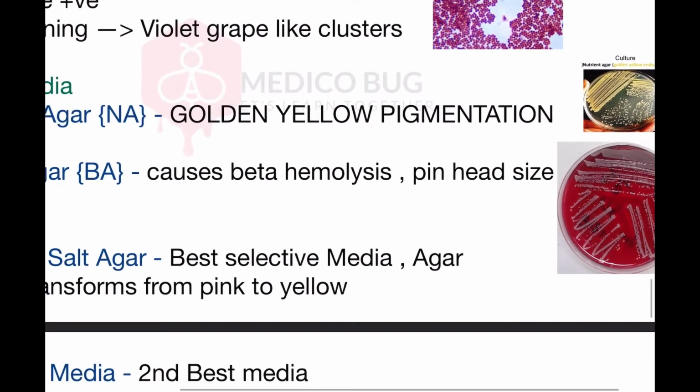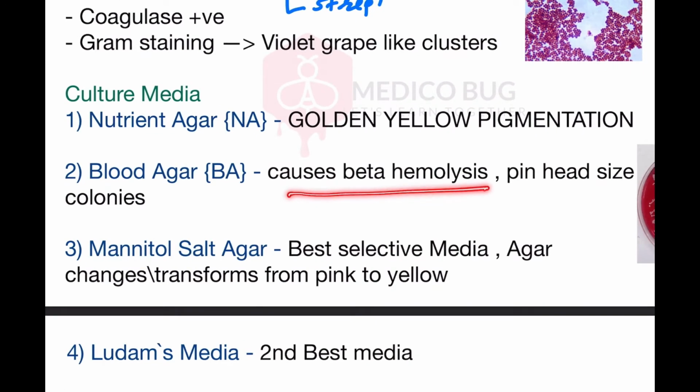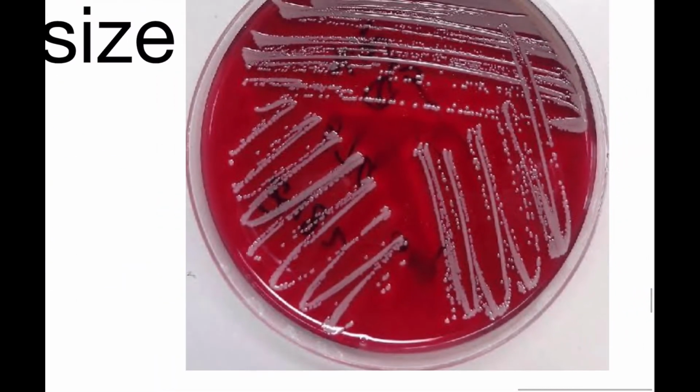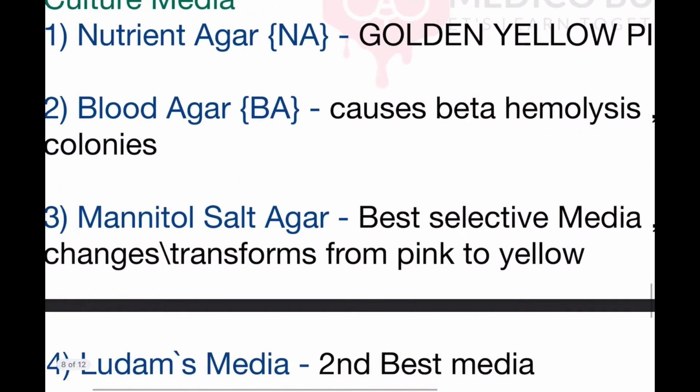And if we talk about blood agar, it causes beta hemolysis, and the colony size will be pinhead size colonies. In this picture we can see the pinhead size colonies on blood agar. So yes, this was about blood agar.